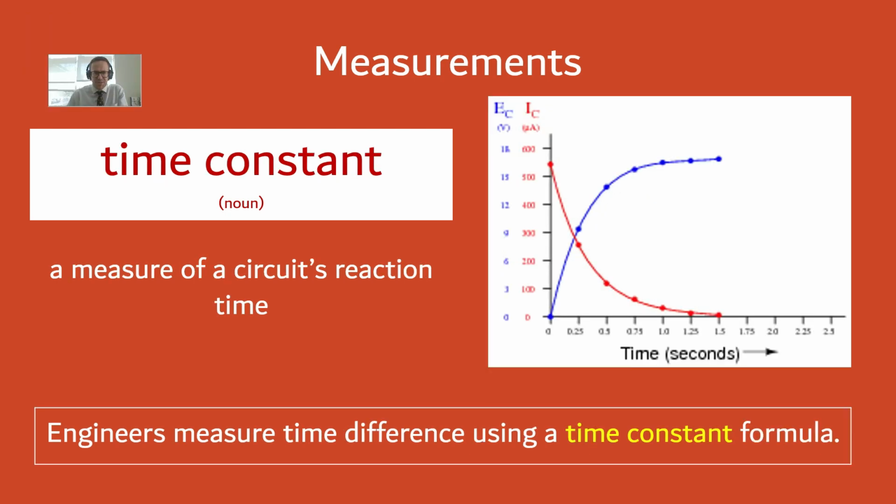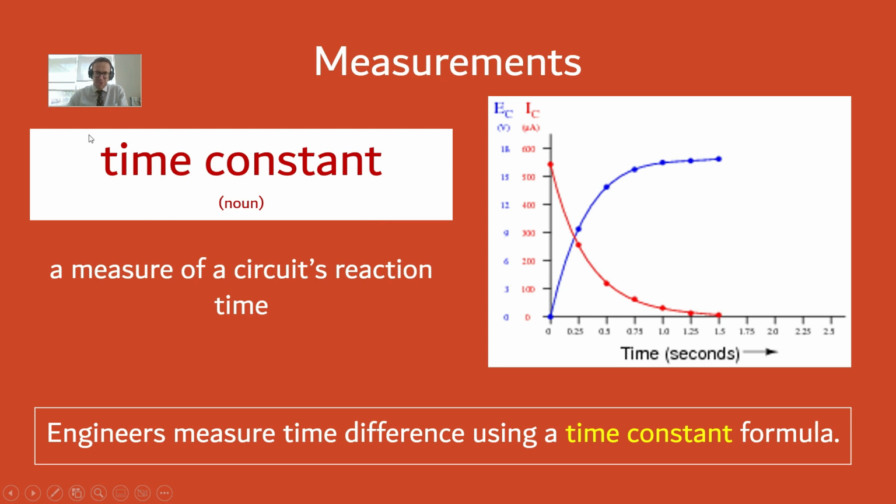Time constant. Again, this is difficult to show with just a picture, but the graph is showing the time constant. So it's a measure of a circuit's reaction time. So you would need to gauge certain measurements from a circuit to gauge the reaction time and get the time constant. For example, engineers measure time difference using a time constant formula.